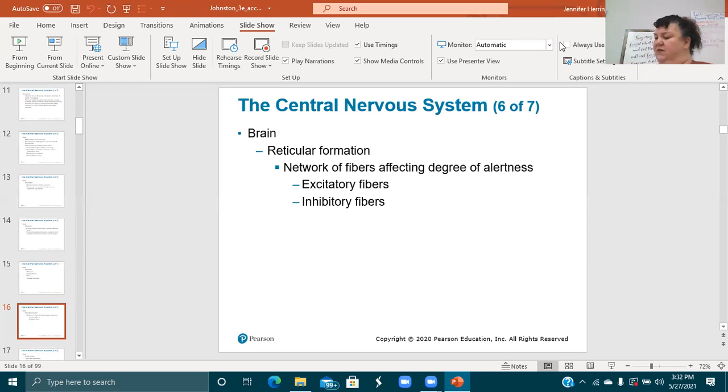Excitatory fibers, when stimulated by external stimuli such as noises, bright lights, or danger, increase the degree of alertness. And also the inhibitory fibers. An absence of external stimuli causes the inhibitory fibers to become more active, which in turn decreases the activity of the excitatory fibers and therefore the degree of alertness.